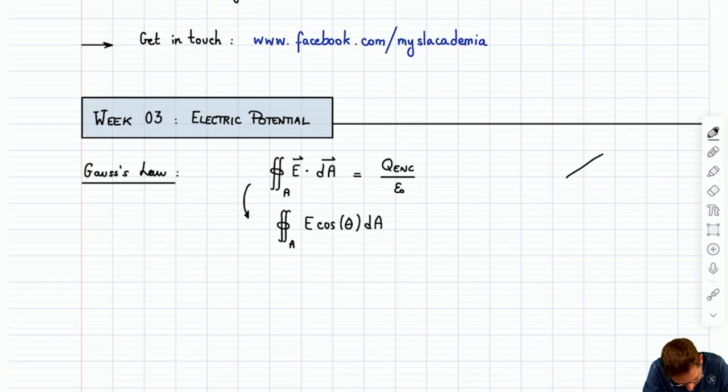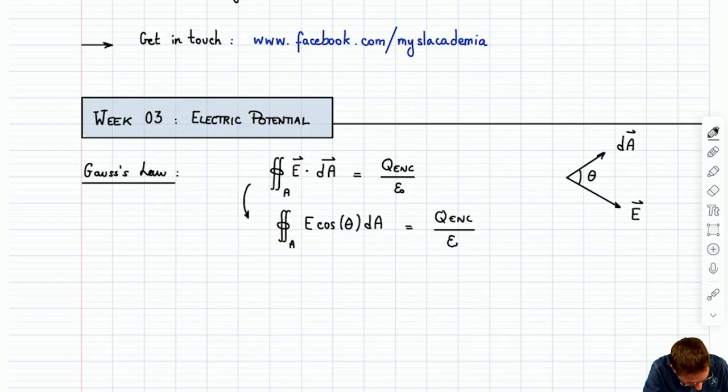And that's, as a reminder, by definition of the dot product. If I have two vectors, E and dA, and theta is the angle between the two, E dot dA is E cosine theta dA. Okay, so I want that to be such that I can do the following.